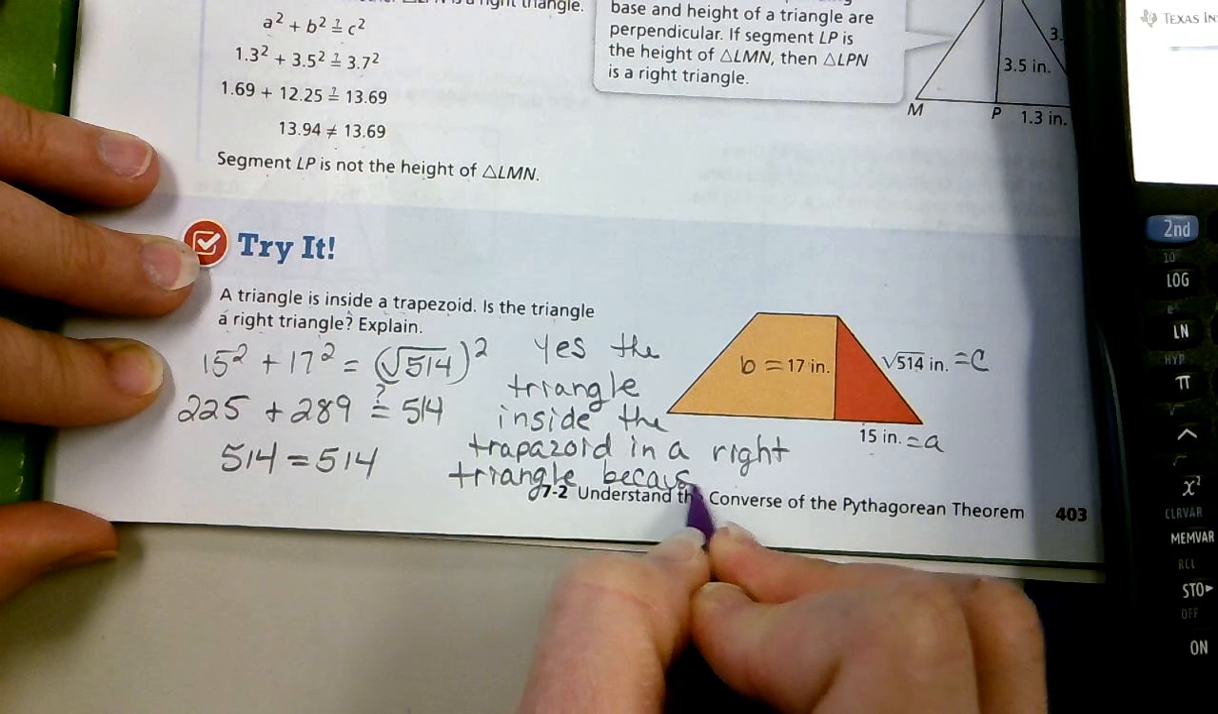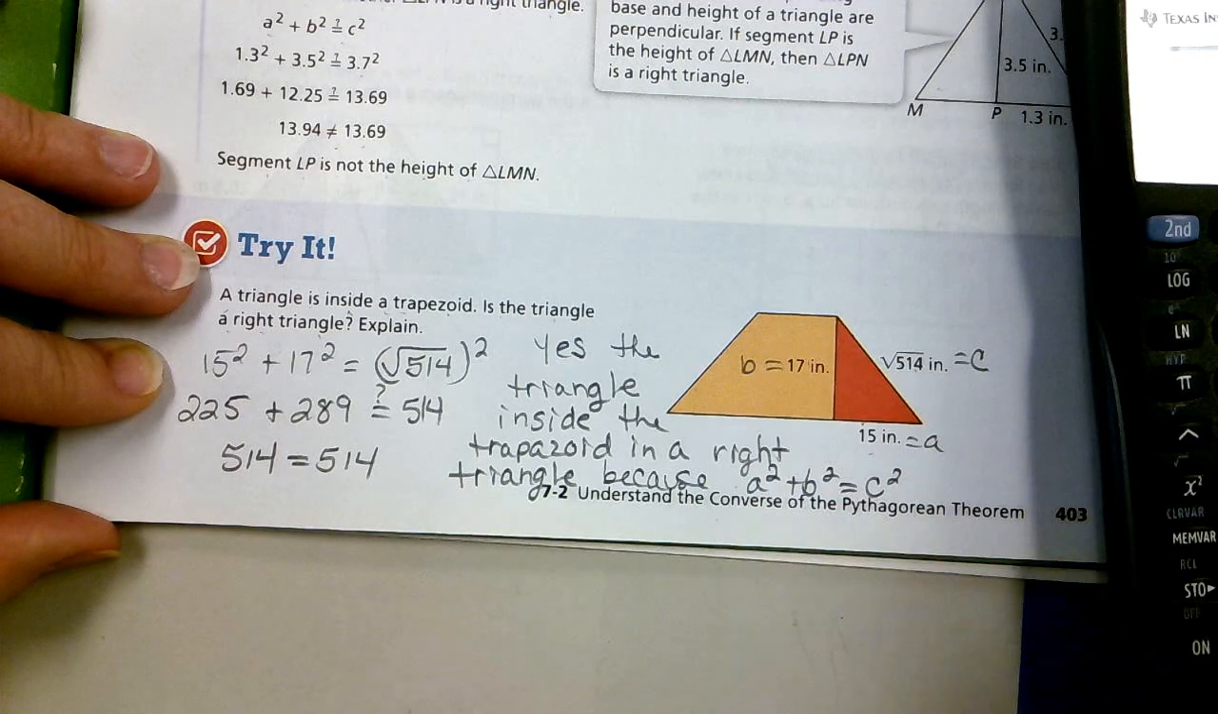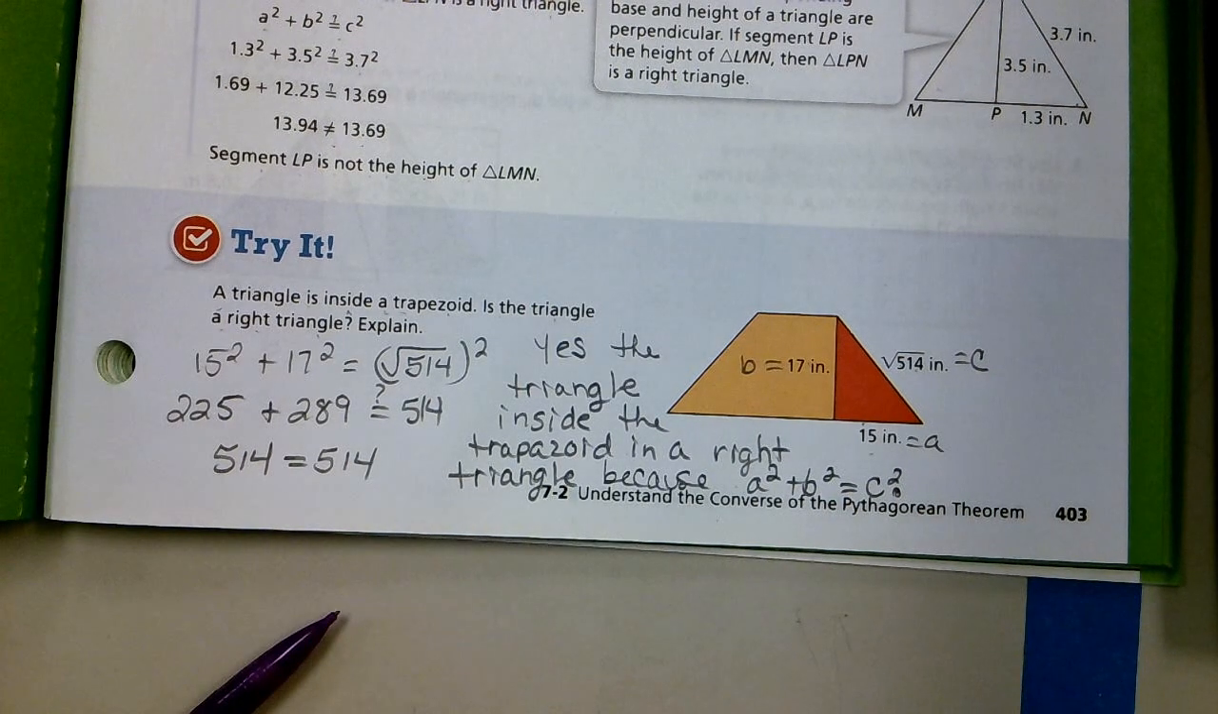because a squared plus b squared does in fact equal c squared. Period. That is lesson 7-2.